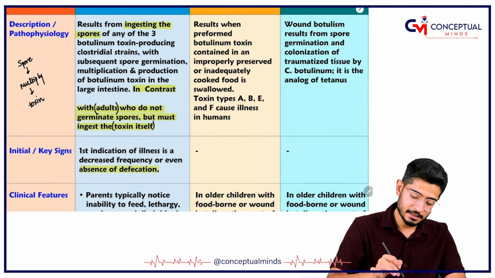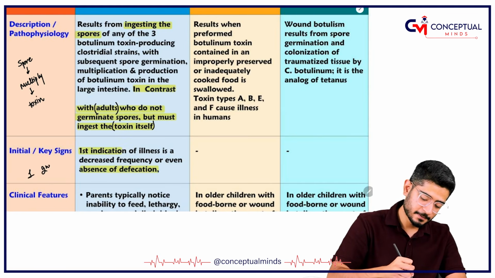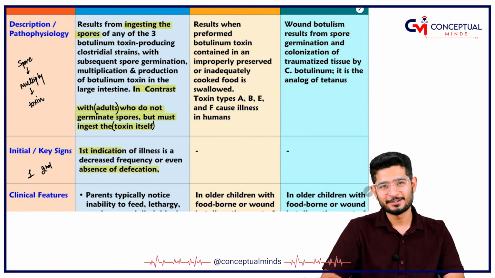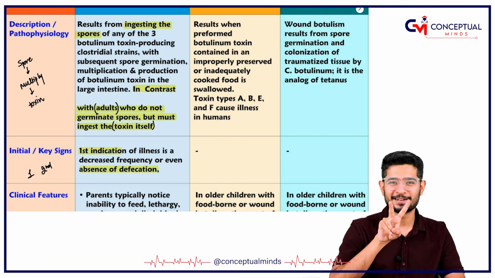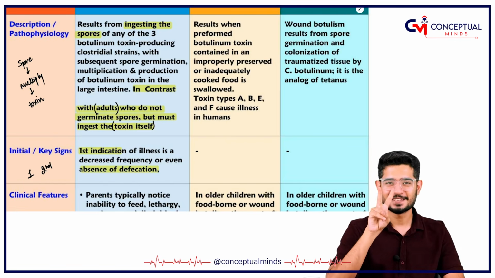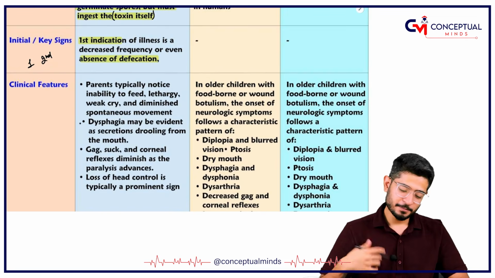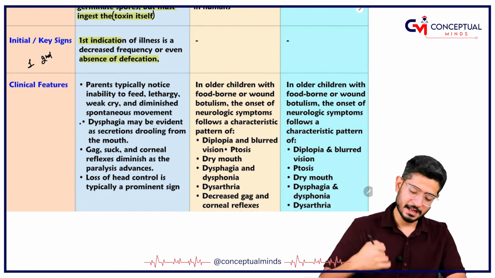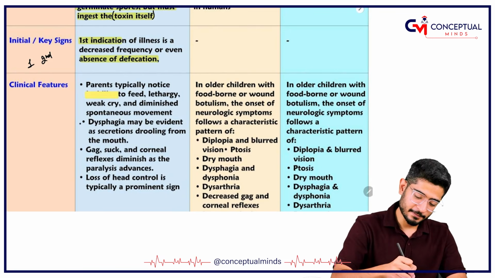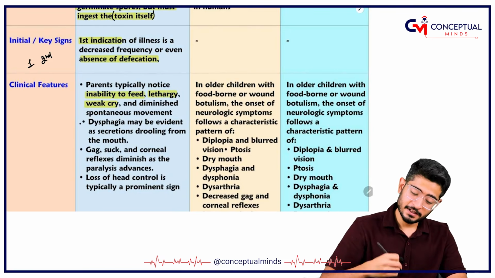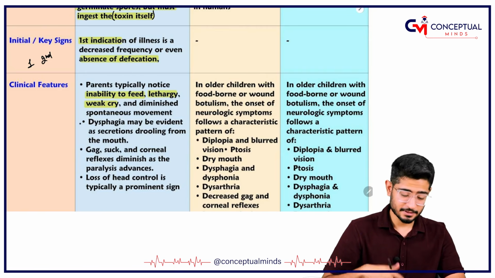So the first sign is no second number. I don't know if it is called that in foreign countries also, but in India we say one number is urine, second number is stools. So the first sign is actually the absence of the second number, that is defecation. Parents typically report CNS manifestations like inability to feed, lethargy, and a cry that is not good. In all these cases this is going to happen.